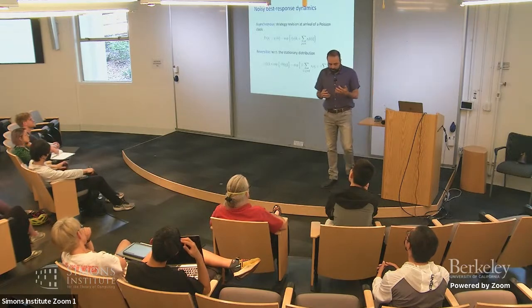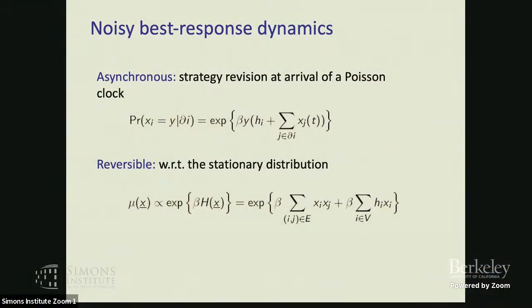Now, there are different ways to look at the noisy best response dynamics. I'm going to introduce this noise in a particular way to make the Markov chain easier to analyze. So the dynamics that we're going to look at is asynchronous. It's strategy revision at the arrival of a Poisson clock. So once in a while, a vertex wakes up, looks at its neighborhood, and revises its action. The probability that it takes the action y is e to the power beta y times this quantity. It's not too hard to see that this is essentially a soft max. If beta goes to infinity, it becomes exactly the best response action. You want y to have the same sign as this quantity, right? If beta is smaller, you allow for some error.